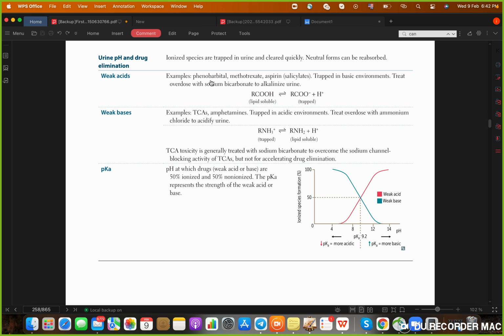So methotrexate is basically used as an anti-cancer drug. It's also used for ectopic pregnancy. And aspirin, acetylsalicylic acid, you know what it is used for.